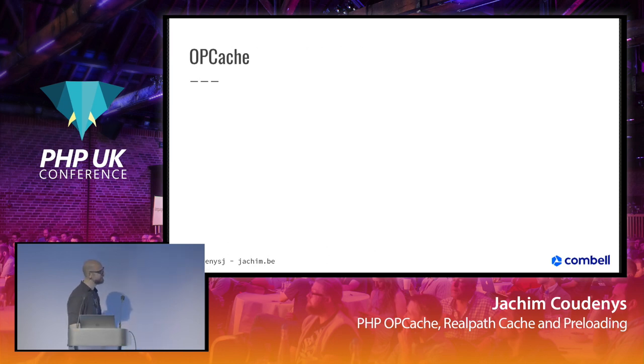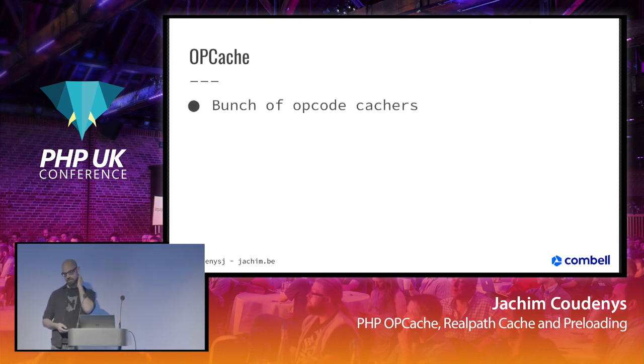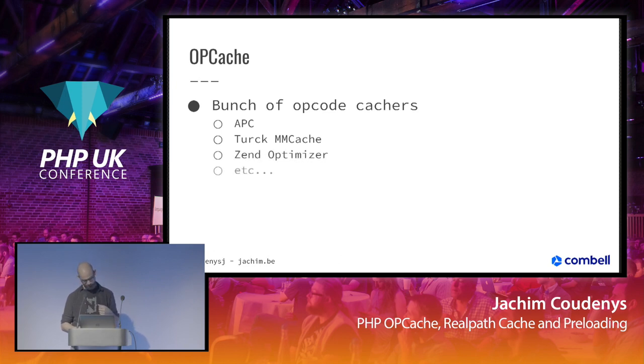And here is where OPcache comes into play. OPcache comes from a long history of opcode cachers. Before we had OPcache as part of the PHP engine, we had APC, we had mmcache, we had the Zend Optimizer. So we had a bunch of opcode cachers that we had to enable manually.